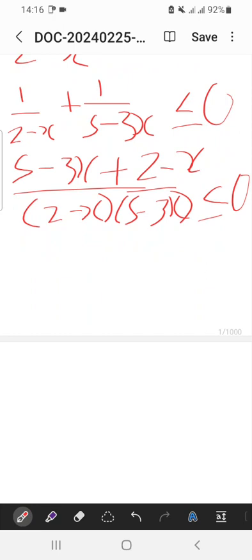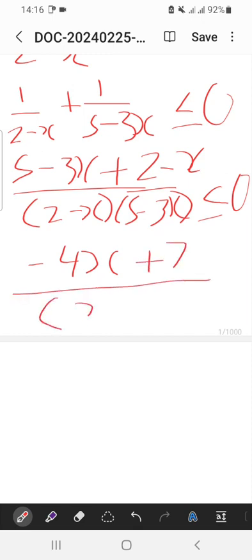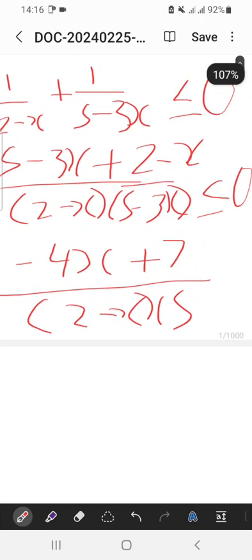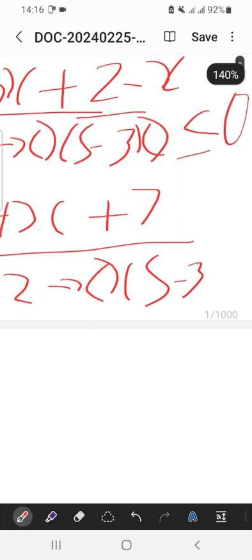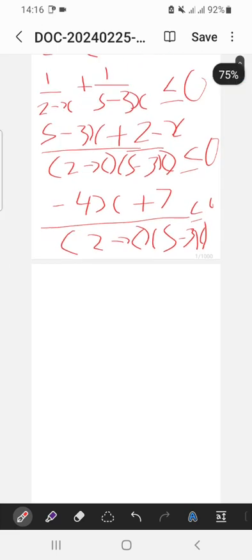Minus 3x minus x, that's minus 4x, plus 7, over 2 minus x, 5 minus 3x, less than or equal to 0. Now, 4x.